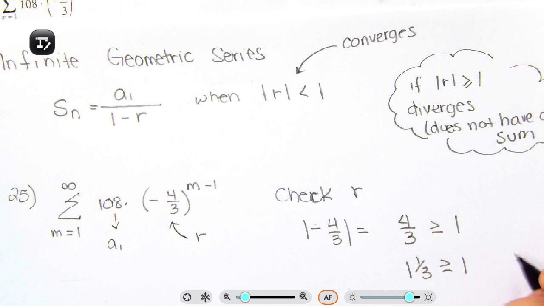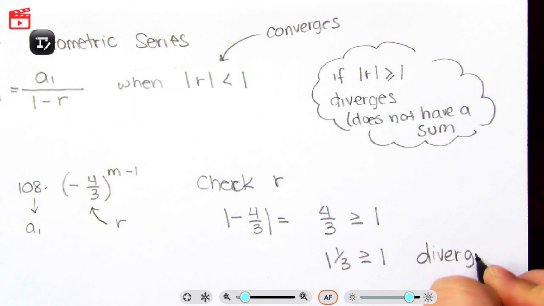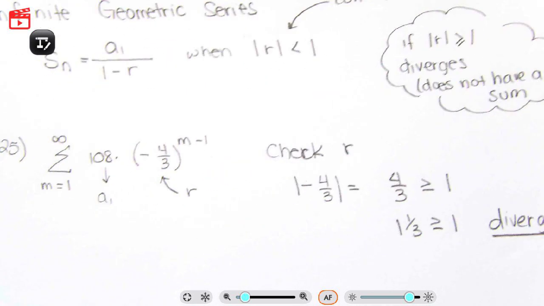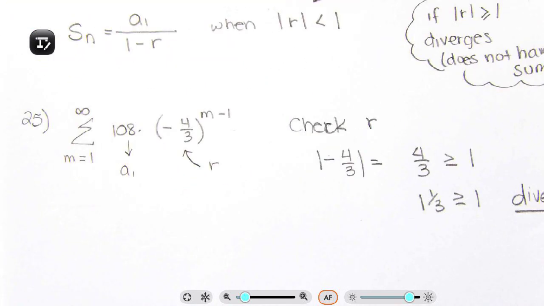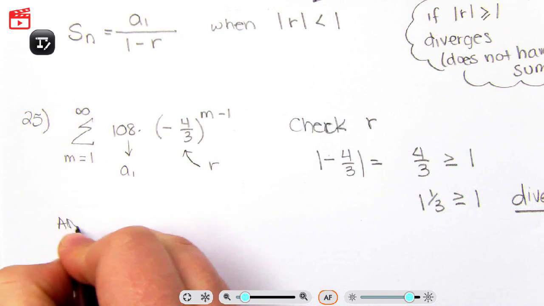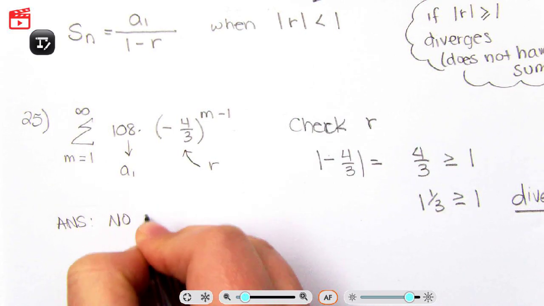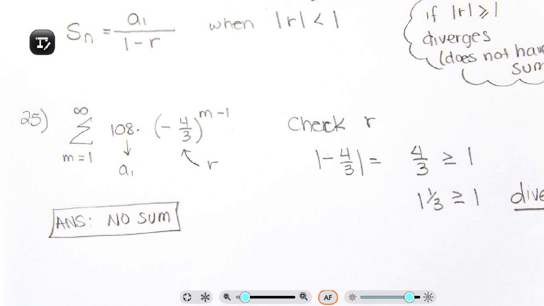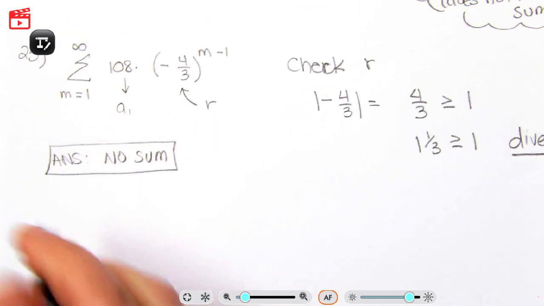Therefore, it diverges and it does not have a sum. So for number 25, what's the answer? You can say diverges, does not have a sum. So answer: no sum. It diverges. Okay, let's try number 26, see if that gives us better luck.